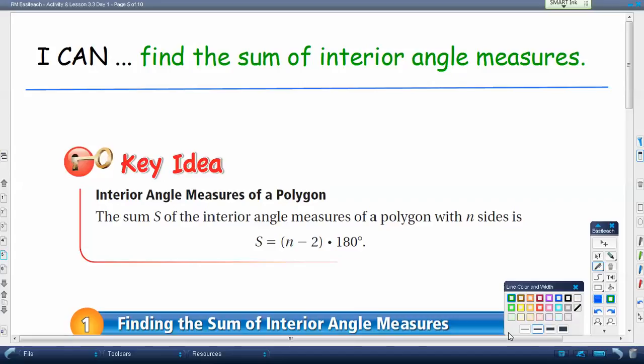Okay, we're going to take a look at some of the information that we covered in lesson 3.3, beginning with the first I can statement. I can find the sum of interior angle measures.